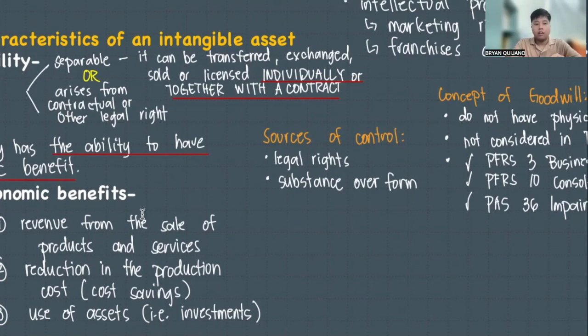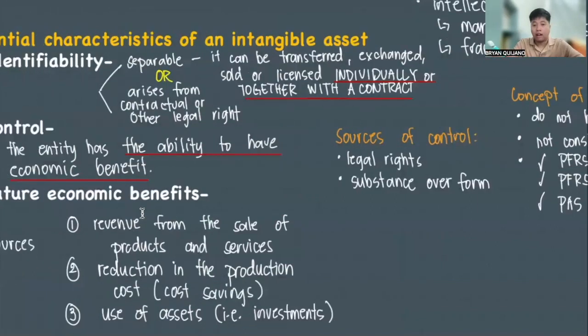Another source is substance over form. Let's say you have control of the asset. You can sell the asset, you can transfer the asset, then understandably, from an accounting point of view, you have control of that kind of asset.